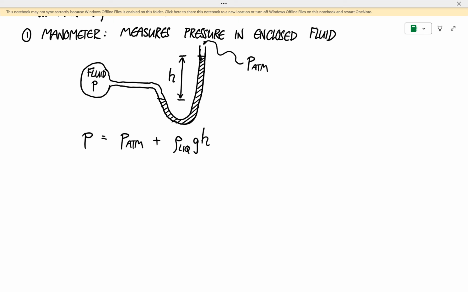Okay, so this is a way to measure the pressure in this enclosed fluid that would usually be a gas. Whatever it is, it can't mix with the liquid here. They have to stay separate. So you could do it with water and oil or something.